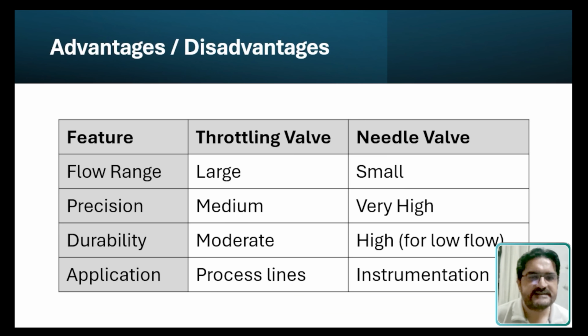So to summarize, both throttling and needle valves regulate flow, but they serve different purposes. Throttling valves control the main process flow and pressure across large systems, while needle valves provide precise, small-scale control in instrumentation and calibration circuits. So choosing the right valve ensures efficiency, accuracy, and system reliability.